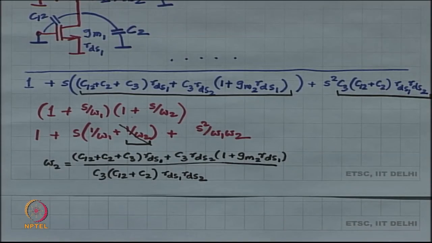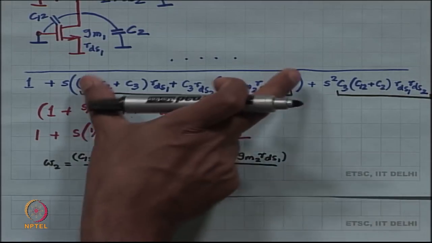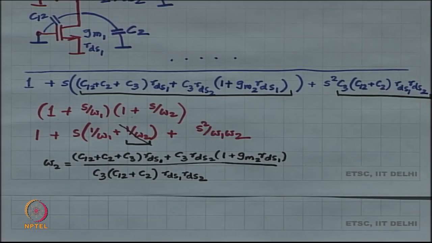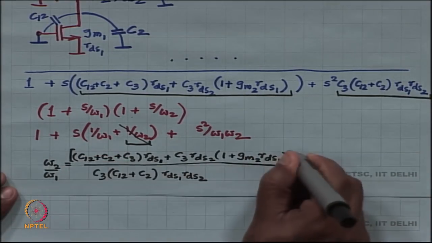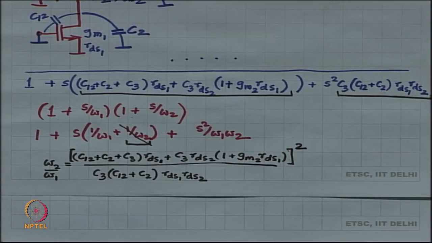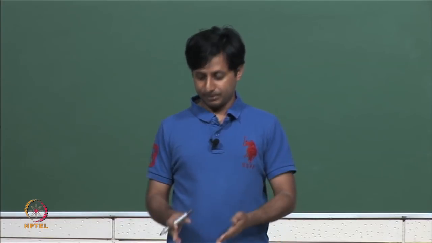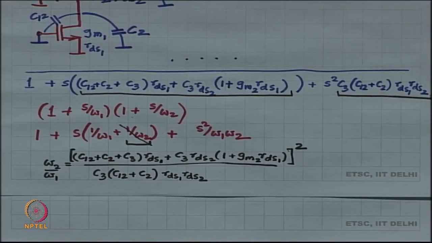So, this happens to be your omega 2, and 1 by omega 1 is just the numerator part of this, which means that omega 2 by omega 1 is nothing but the square of the numerator part. Fine, this is what it is. All right. So, omega 2 by omega 1 is so much C12 plus C2 plus C3 times Rds1 plus C3 Rds2 times 1 plus gm2 Rds1, the whole squared, right, this whole thing squared divided by whatever you have in this expression. Fine.